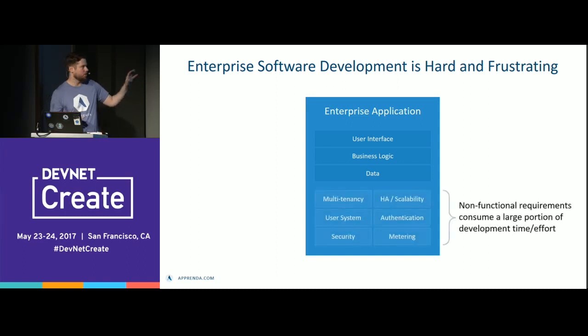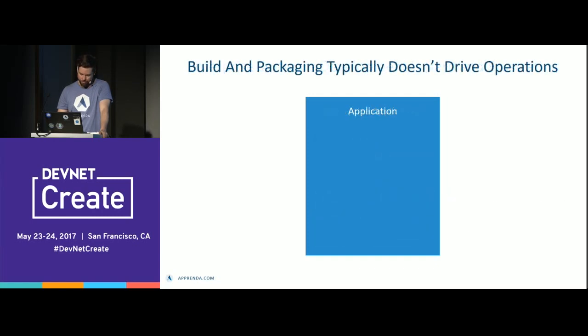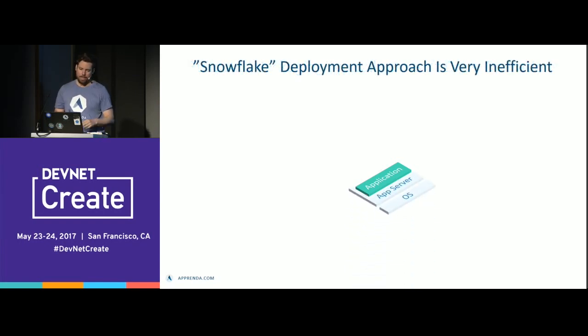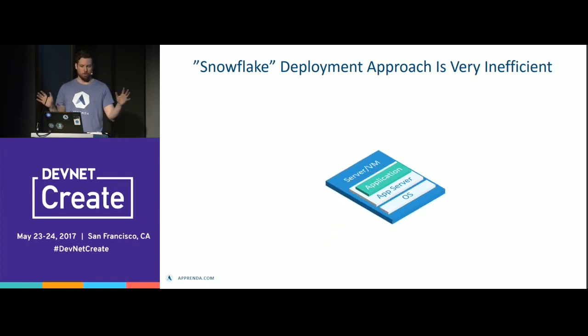So these non-functional requirements of multi-tenancy, HA, scalability, those are things that you have to then go out to IT operations and talk to them and get their approval. So as an example of this, you have your application, which you're packaging up in binaries and in your build services. And then you have to go to IT, and you have to have a specifically configured application server and operating system that your organization has as a default. And they typically use only one operating system or a few operating systems, and you could only use that image. We're talking about a traditional Fortune 500.